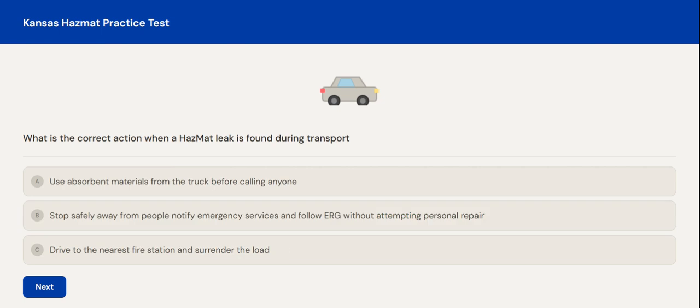Let's keep going. What is the correct action when a hazmat leak is found during transport? Stop safely, notify emergency services, and follow the URG. Do not try to fix the leak yourself. Your job is to isolate the area and wait for experts.